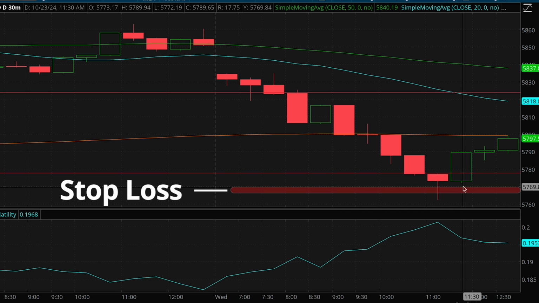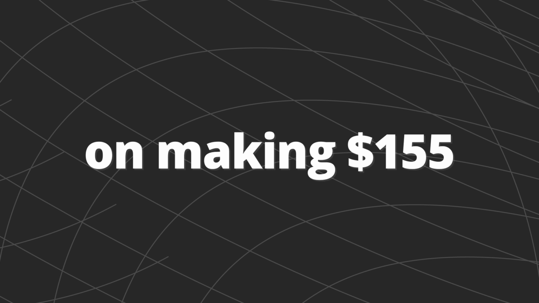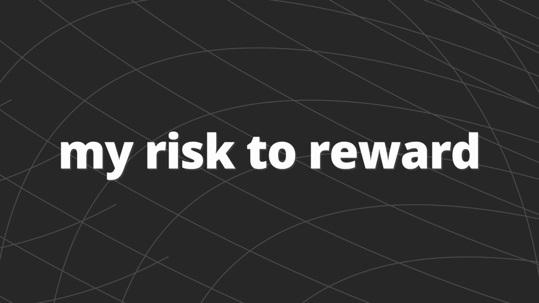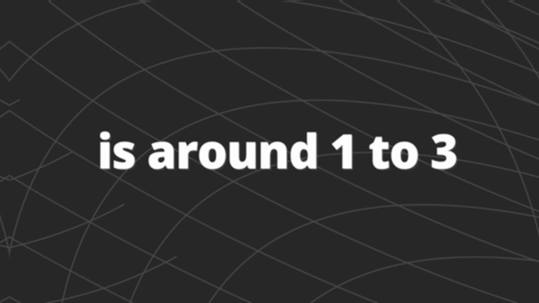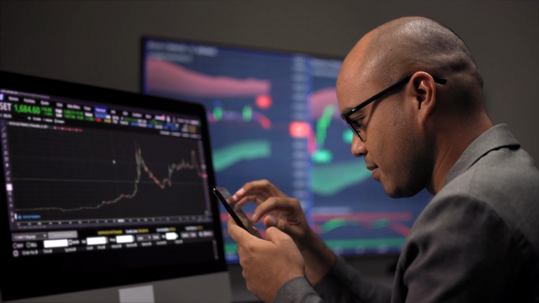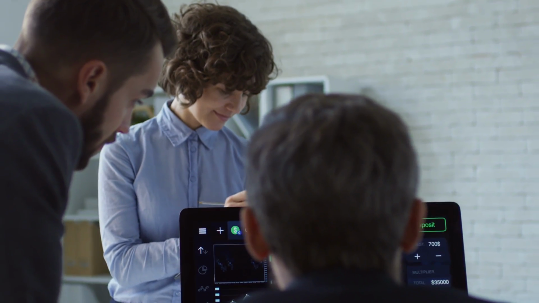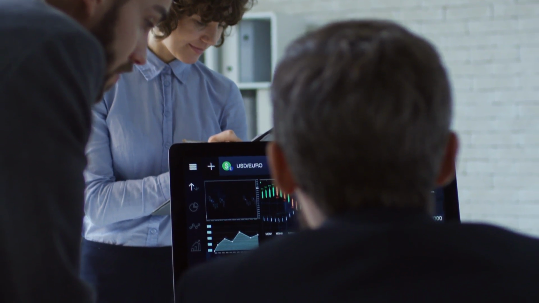If I were to lose around 5 points in this case, I'd probably lose maybe $50 per spread, but I'm planning on making 160, give or take, right? So my risk to reward ratio is around 1 to 3. But as you can see, the market went all the way up at the end of the day and I exited. So the result's really not that important. You'll end up losing some trades, you'll end up winning some trades. But the thought process and strategy behind it is the most important thing.